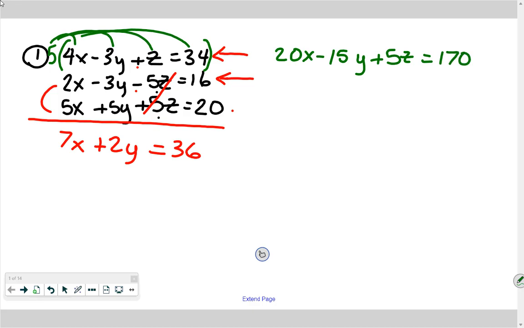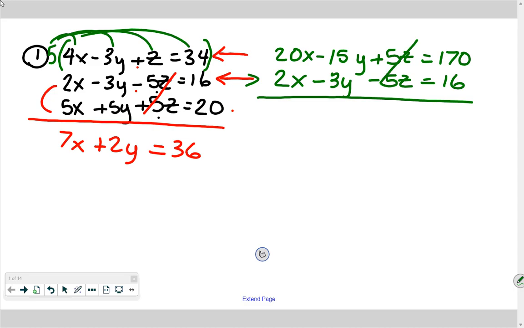Okay, so now I'm just bringing this one over, because that's the one that I chose to combine it with, because the z's were the opposite. One's positive, one's negative, same number. So I'm just rewriting it off to the side, because I didn't have to change that one. It already had what I was looking for, which was the 5z. And so now when I do those, I'm able to get rid of the z. So this gave me 22x minus 18y equals 186.